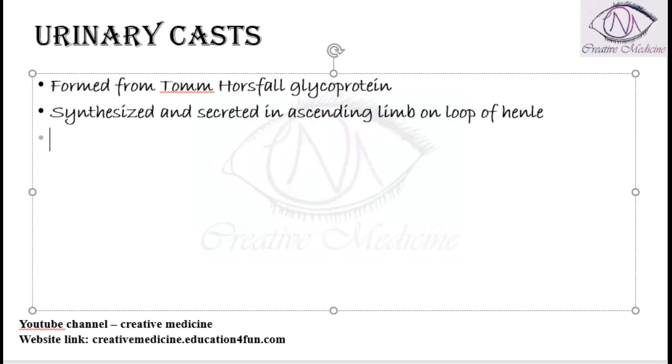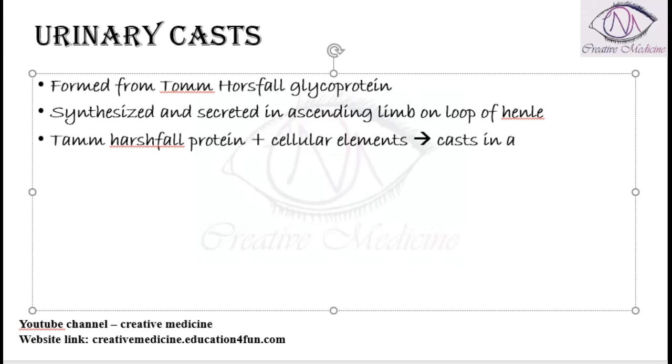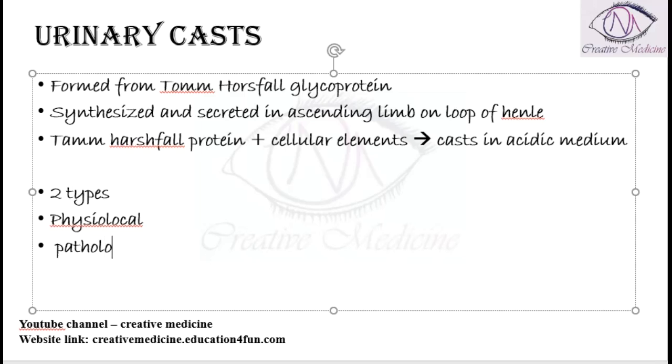Now, these Tamm-Horsfall proteins will combine with the cellular elements. When they combine with the cellular elements, this results in the formation of casts in the acidic medium. So these are the urinary casts. These urinary casts are of two types: we have physiological urinary casts or we have pathological urinary casts.